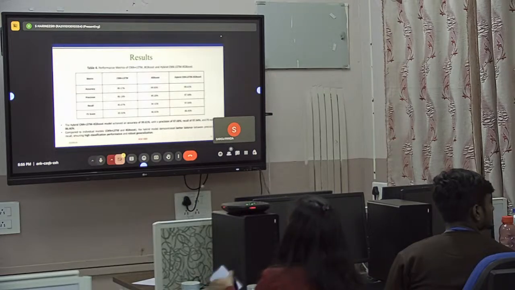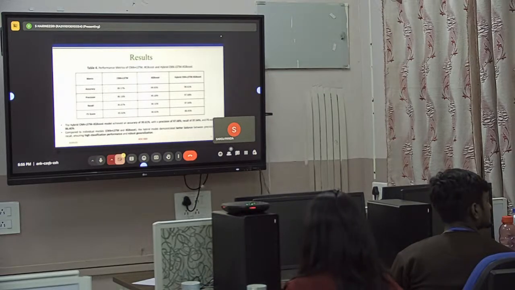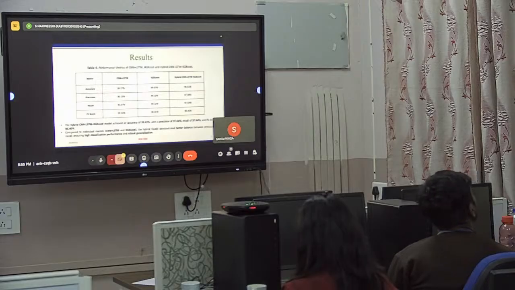So these are the performance metrics of the individual models and the proposed model. You can see that the proposed model is showing high accuracy, precision, recall, and F1 score compared to the performance metrics of the individual models. So there's a better balance between precision and recall, high classification performance, and good generalization.